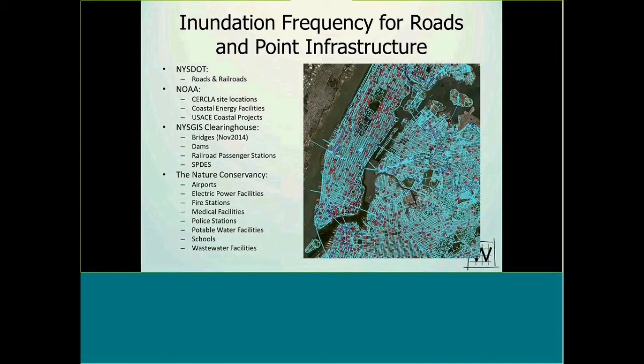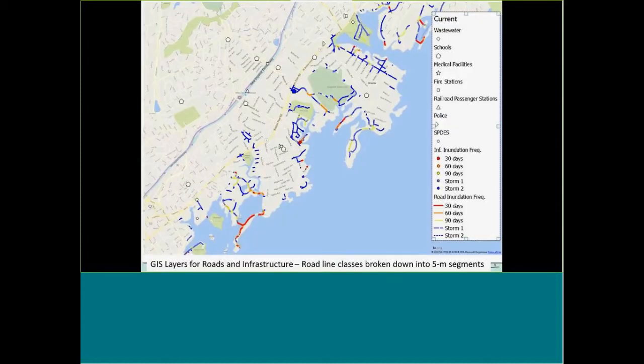And then also we looked at road flooding predictions from New York State DOT, where the data layer is available. This is an example from Westchester County. So this is the current prediction of flooding, and these areas in red would be a 30-day flood, and then the blue colors would be for storm surges. So these are areas that will be flooded every month.